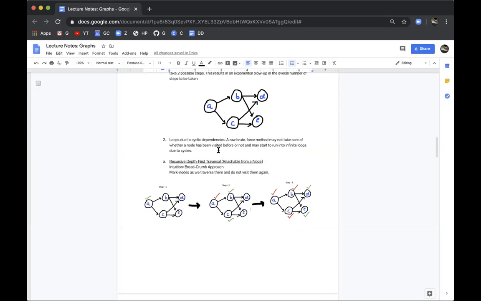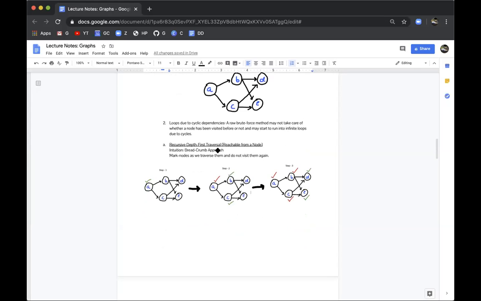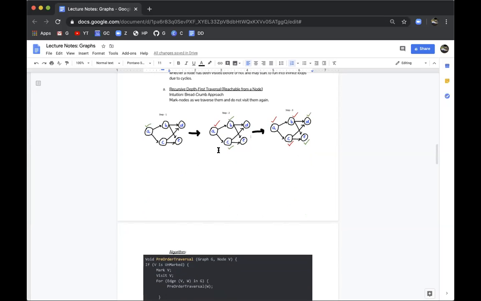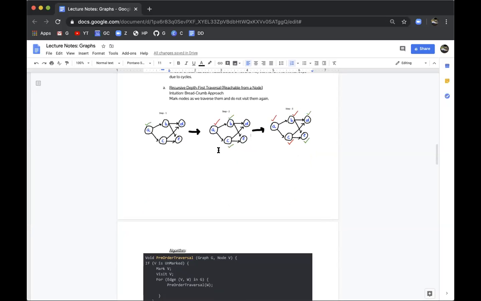There are more interesting and more intuitive approaches that are used to do graph traversal. One of the most common approaches is called a breadcrumb approach. The basic idea is that as you're traversing through the graph, you just mark every node that has been visited. The idea is like if you're going on a new path, like a maze, and you get lost in the maze, you leave breadcrumbs to remember which paths you've already taken. That's the underlying intuition behind it.